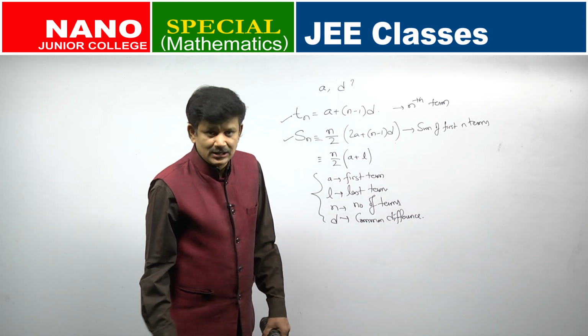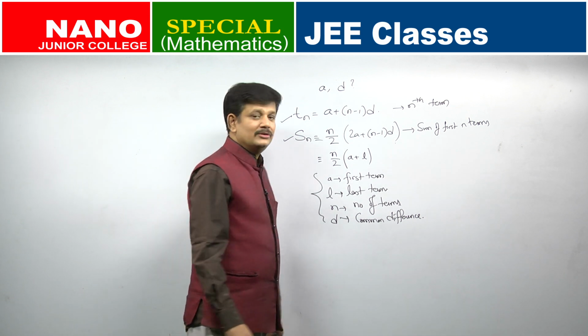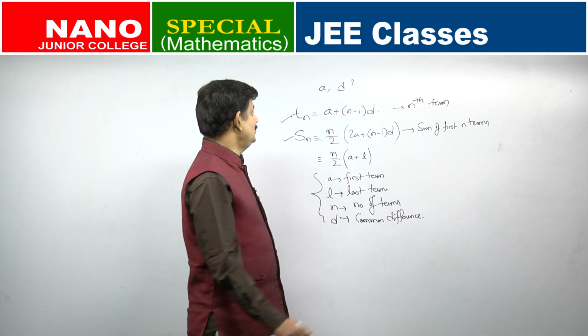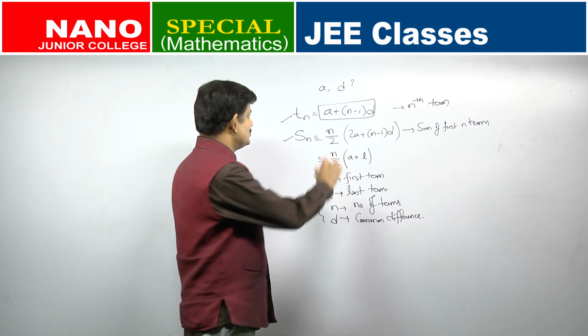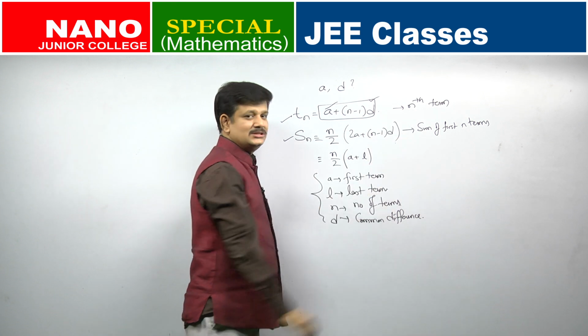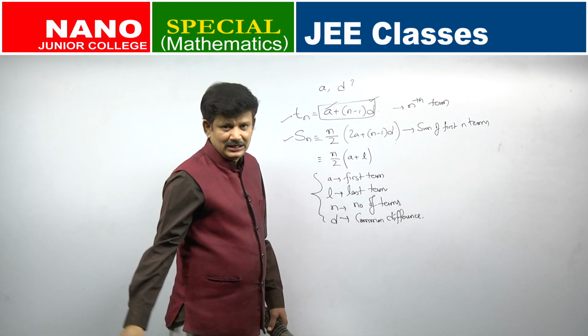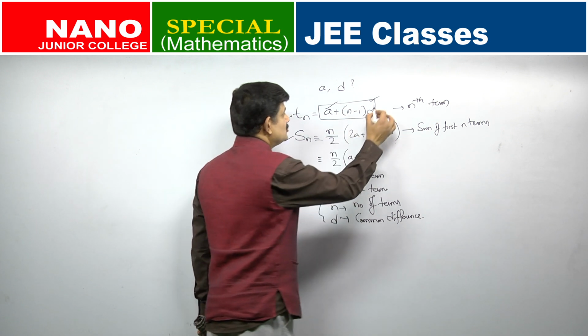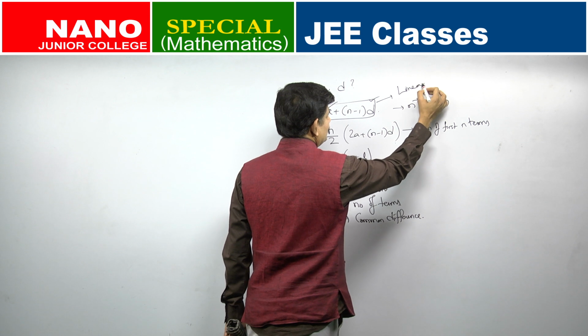Nth term, whenever somebody asks you, you have to say it is a plus n minus 1 into d, and whenever you see a plus n minus 1 into d, you have to identify it as the nth term of an arithmetic progression whose first term is a and common difference is d. Because this is linear in n, the power is 1, this is also called a linear progression. This is linear in n, we will come back to this.